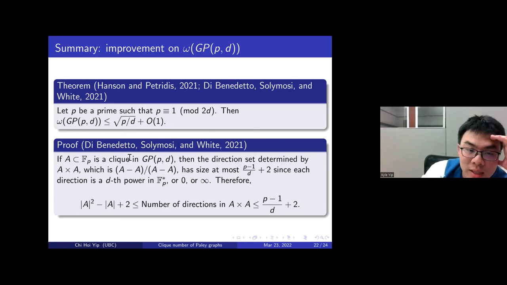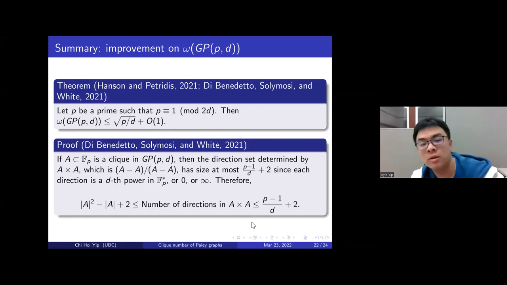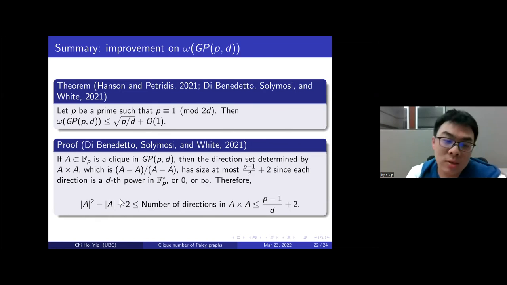So now because A is a clique, A minus A is a subset of these powers. And here A minus A is also a subset of these powers. And because these powers are closed under taking quotients, again, the direction set is a subset of these powers. And of course, we need to consider some extra elements like zero and infinity. So we can show that if we have a clique, then the direction set determined by the Cartesian product A times A is fairly small. And if we can provide a lower bound on the number of directions, then again, we have a quadratic inequality, which we can solve. So that's how they prove this result.